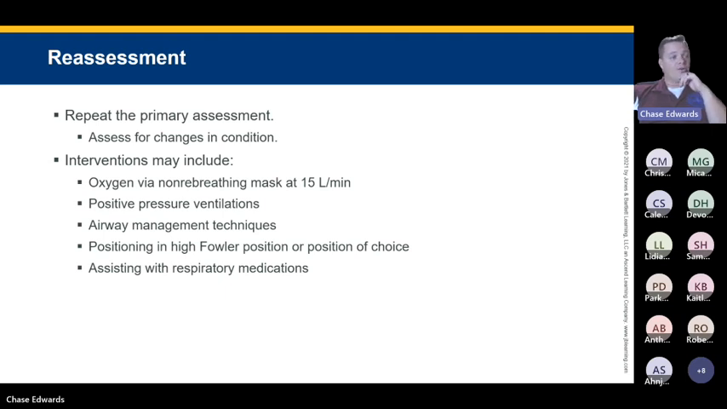Whenever you're doing your EMT stuff, say 15 liters a minute if you put a non-rebreather on. Providing positive pressure ventilations using a bag valve mask device, pocket mask, or a flow-restricted oxygen-powered device may need to be used for some of these patients. Using airway management techniques such as an oropharyngeal airway or a nasopharyngeal airway, suctioning, and airway positioning may also need to be used.